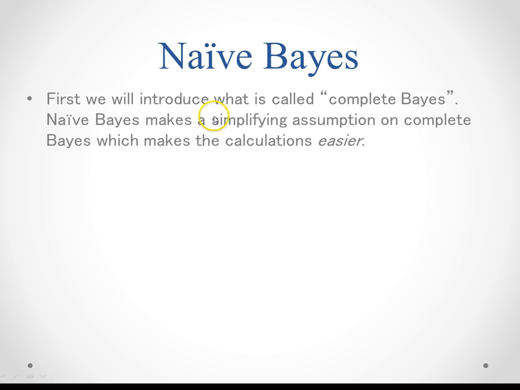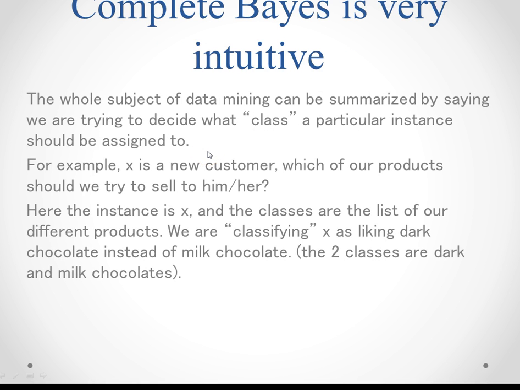Now we're going to talk about naive Bayes. So we already talked about what the naive rule is. That's very simple. Now we're talking about naive Bayes. But before that, we're going to introduce what's called the complete Bayes. Naive Bayes makes a simplifying assumption on complete Bayes, which makes the calculation easier. Complete Bayes is very intuitive.